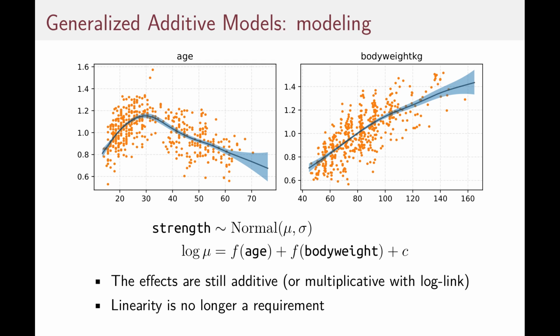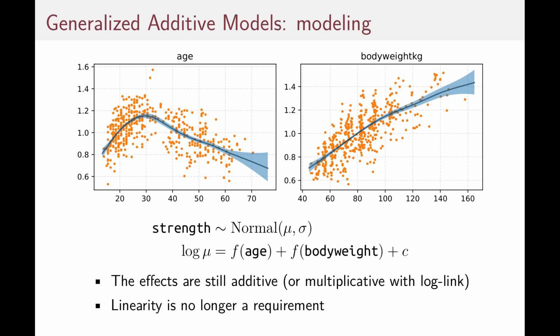So here are some more practical examples showing how to make models. We're going back to the powerlifting data set because I think powerlifting is interesting and a cool sport. So I want to model the strength of powerlifters as a function of their age and their body weight. So I model strength as a normal distribution, and I model the mean as a spline of age plus a spline of body weight plus some constant c.